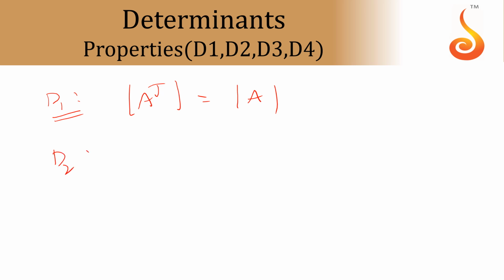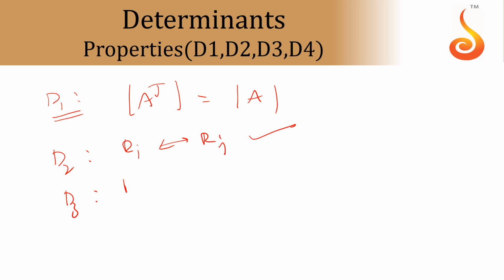And what is that second property? If you interchange any two rows, I'm saying rows, but you should understand it for columns too. If you interchange any two rows, the determinant changes its sign. Then what is D3?